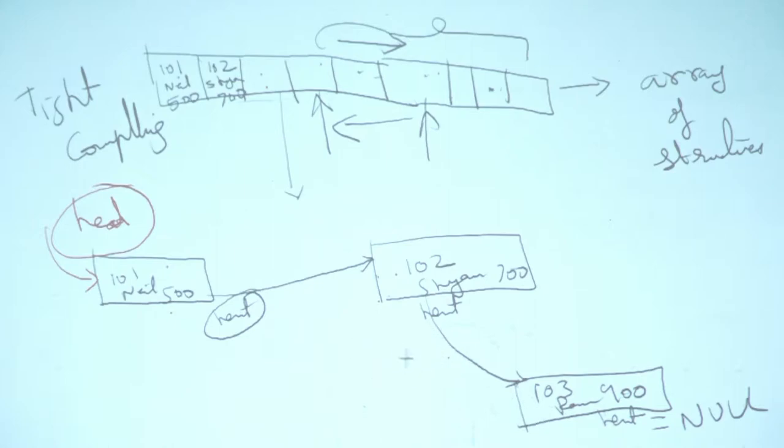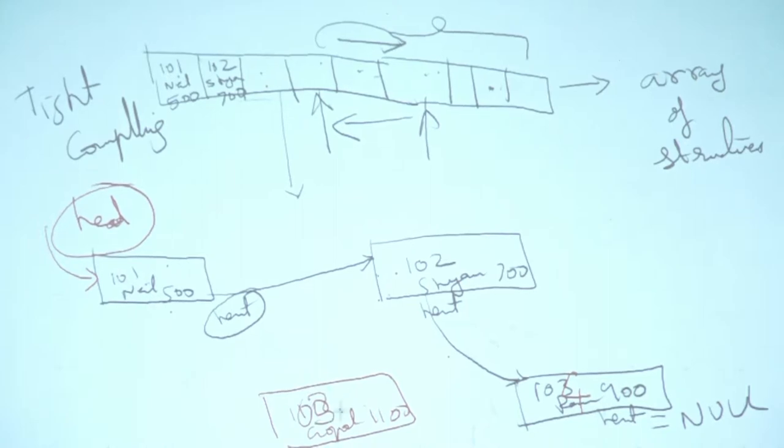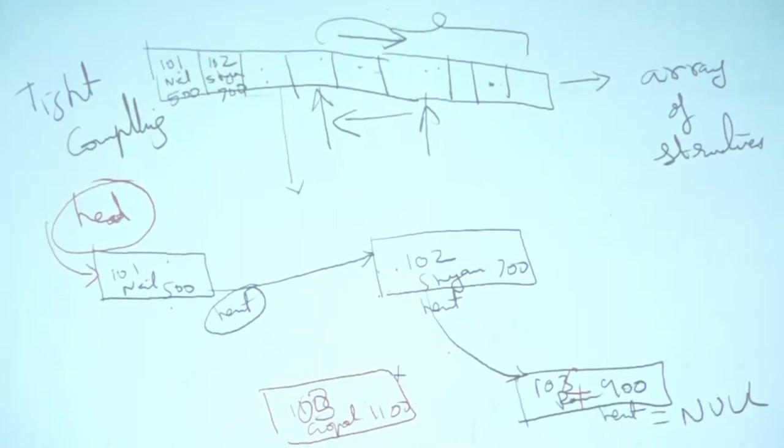Let's say I want to put an employee between 102 and 103. I want to put another employee, let's say 110, Gopal, with a salary of 1100, in between for whatever reason. He has to come in that sequence. Or let's say his number is 4 and this guy's number is 3. Whatever the reason, I want this guy to come in between.